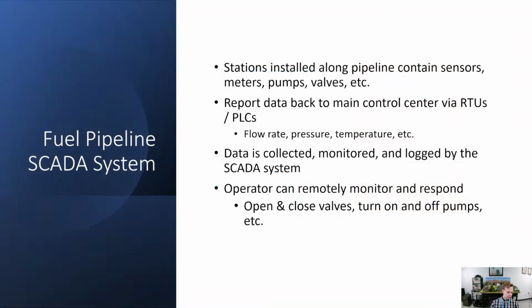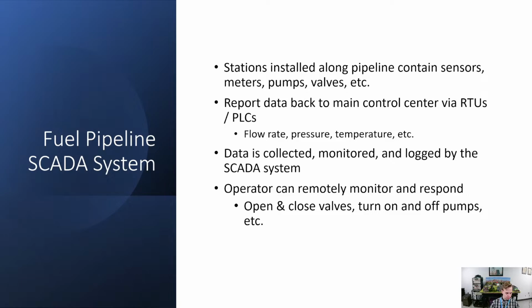So let's actually talk about the SCADA process used for all of these different stations and technologies. So as we mentioned, there are stations along the pipeline, and these stations also contain things like sensors, meters, pumps, valves, etc. So all the injector stations, all the block valves, all the regulator stations, they all also contain sensors and meters to be able to read their state and to make sure something isn't going wrong. And all of these stations are reporting back to their main control server via their remote terminal units or their PLCs, kind of like we talked about before. So they might be reporting things like their flow rate, their pressure, their temperature, etc.